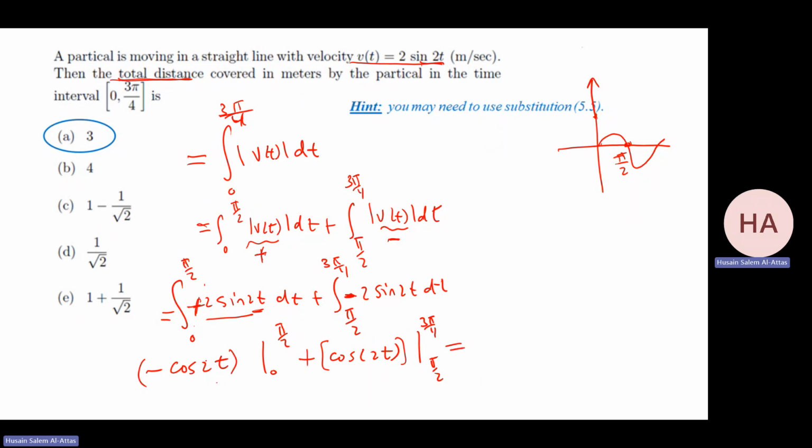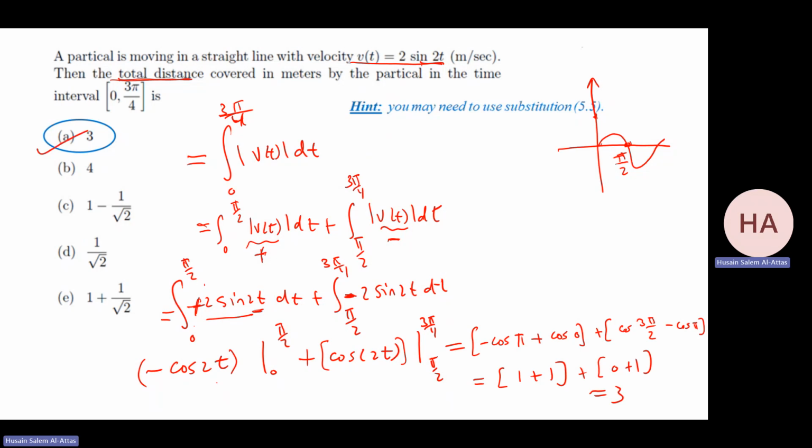Okay. So what I have now: minus cosine pi, which is 1. Let me write it, since it's confusing. Minus cosine pi plus cosine 0, minus cosine 0. Okay, plus here I have cosine 3 pi over 2 minus cosine pi. So what I have is 1 plus 1. Here I have 0 minus 0 plus 1 minus 1. So the answer is 3, which is this one.